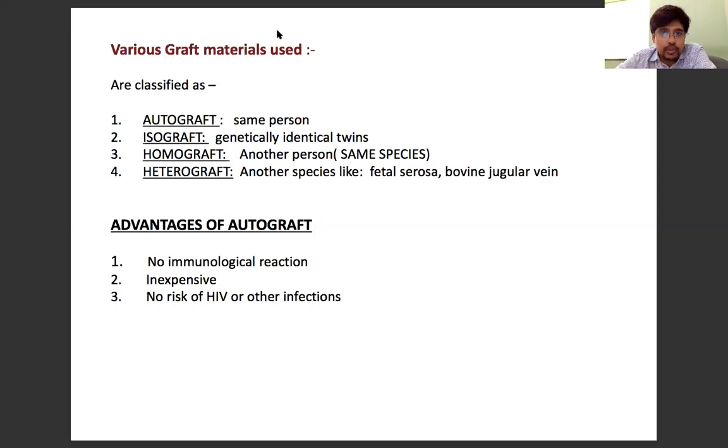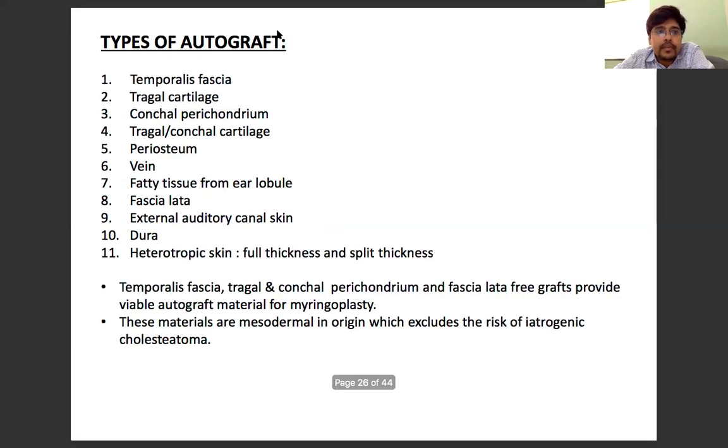If we do a post-oral incision, we can harvest a temporalis fascia graft from the same incision. If it is an end-oral, from the end-oral incision, we harvest a temporalis fascia graft. If it is an endomeatal incision, you may harvest it from the tragus, perichondrium.